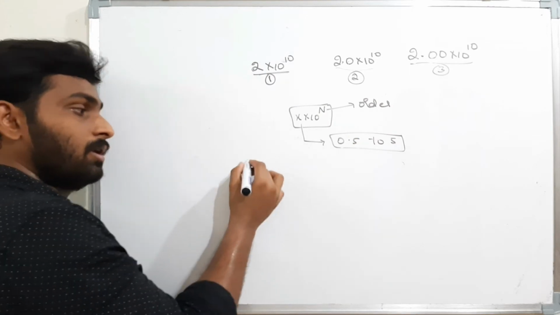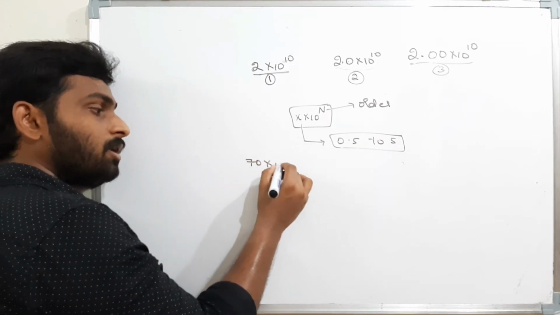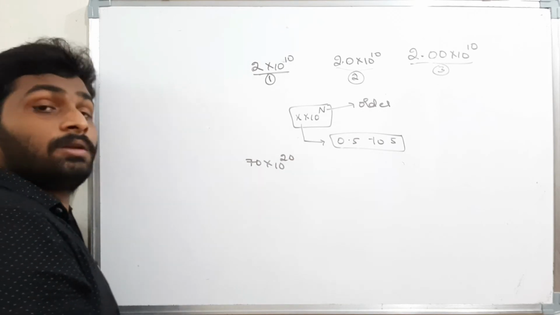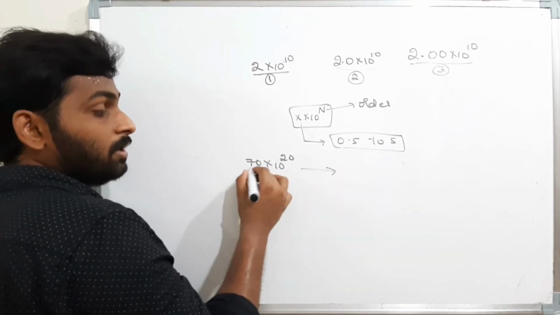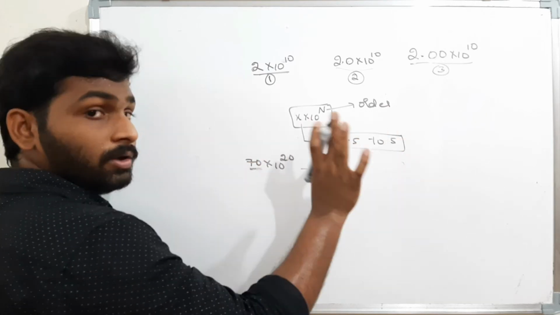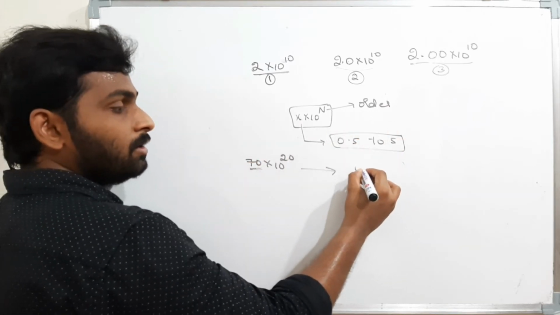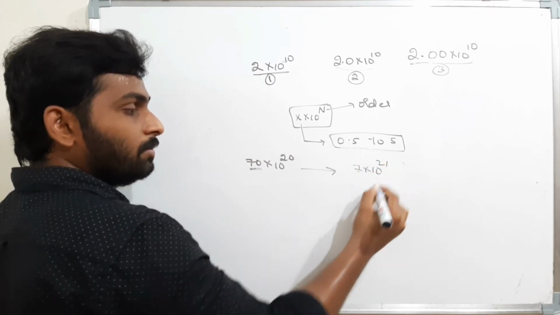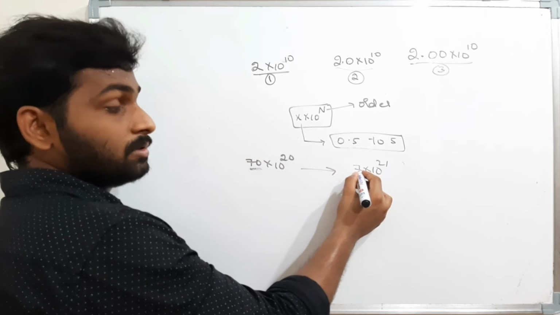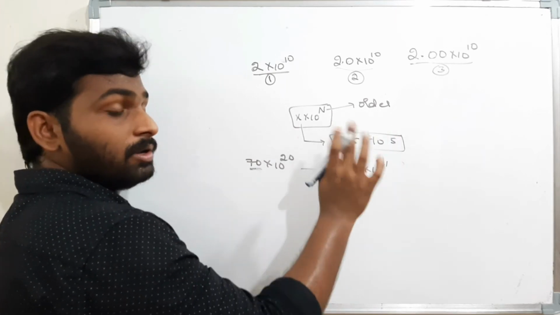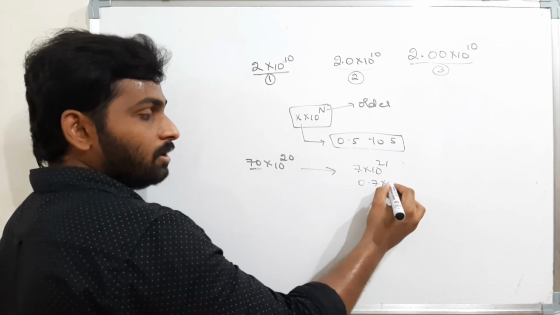Now observe carefully. 70 into 10 power 20. Now tell me how many significant figures are there? The 70 I should convert in the form of between 0.5 to 5. Therefore, what can I write? 0.7 into 10 power 21. 0.7 I should write as 0.7 because the value has to be between 0.5 to 5 only.